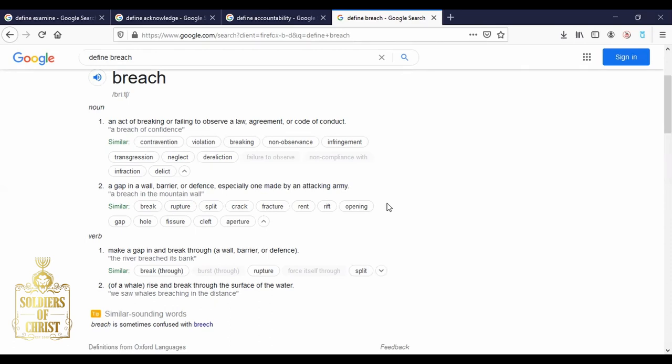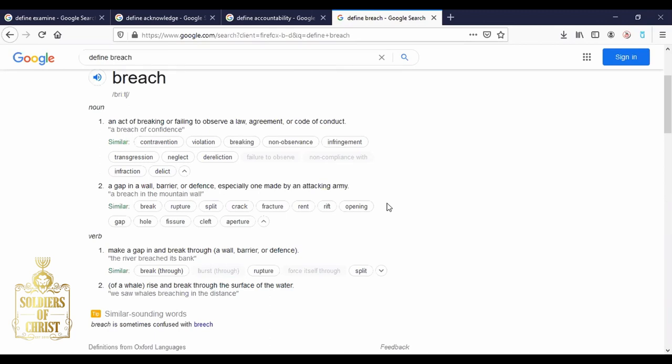Rupture. Split. That's a breach. Crack. So a breach is a crack. Fracture. Rent. Rift. Opening. Gap. Hole. Fissure. Cleft. Aperture.